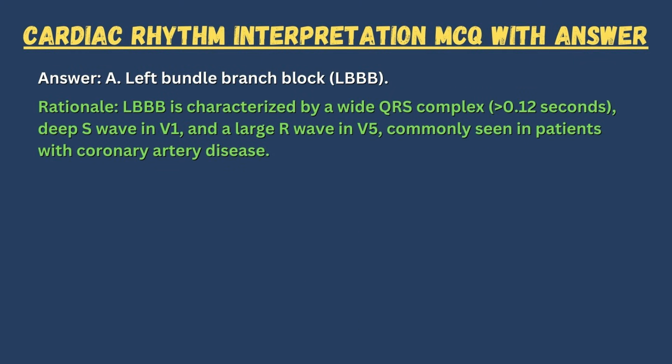Answer: A. Left bundle branch block, LBBB. Rationale: LBBB is characterized by a wide QRS complex, greater than 0.12 seconds, deep S wave in V1, and a large R wave in V5, commonly seen in patients with coronary artery disease.